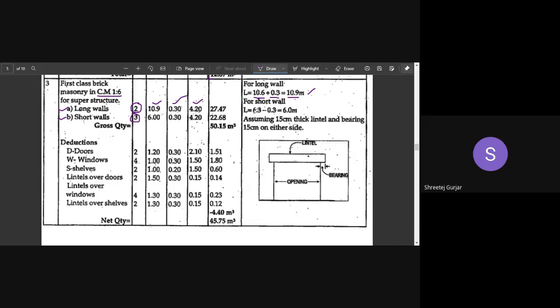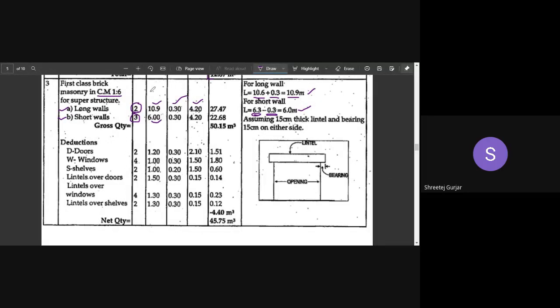in the short wall, for the center to center length of my short wall, I will deduct the width. So 6.3 is the center line length of the short wall. To this I will deduct the width, and the width we can see here is 0.3. So from 6.3, I will deduct 0.3 and I will get the short wall length, that is 6 meters. So 6 meters will be written here.